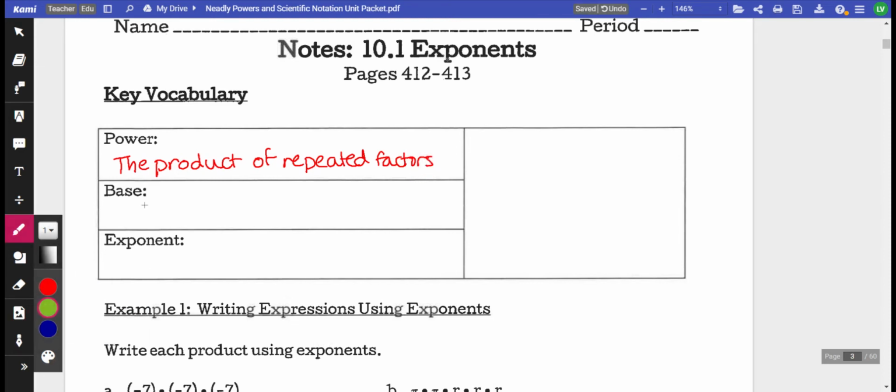Then we have the word base. That is the common factor. And lastly, we have exponent. This indicates the number of times the base is used as a factor.